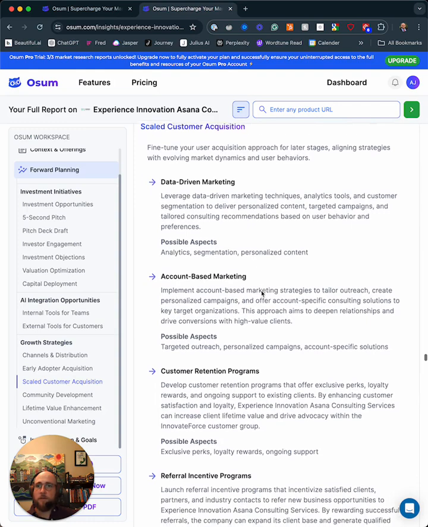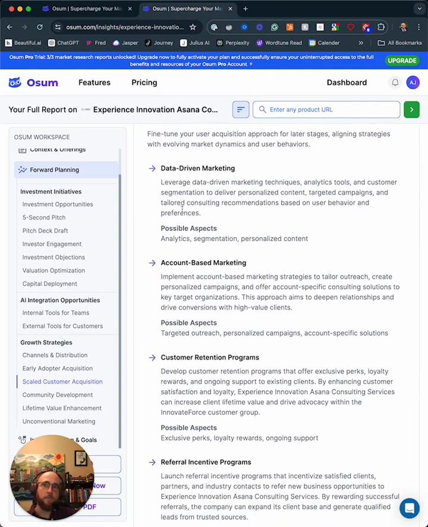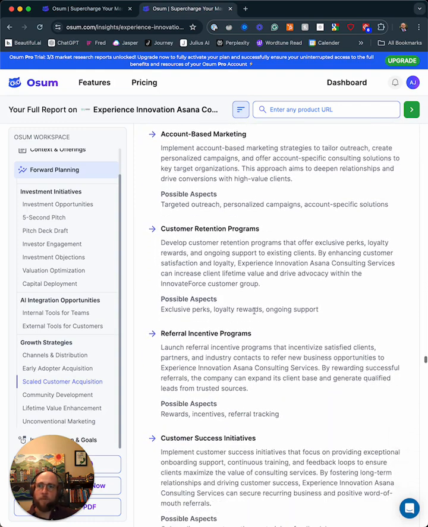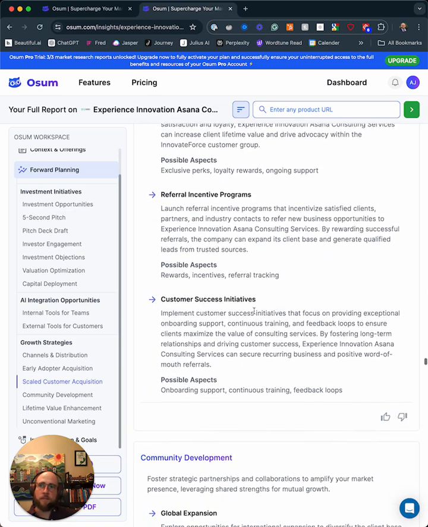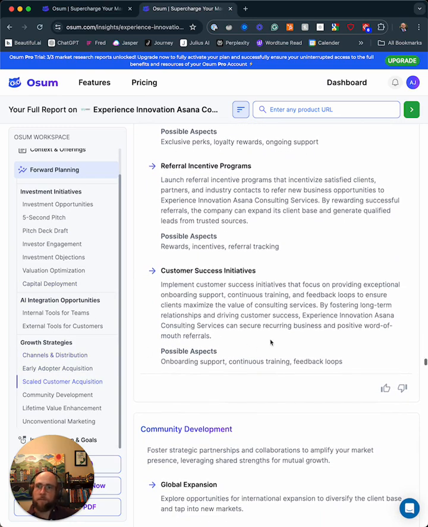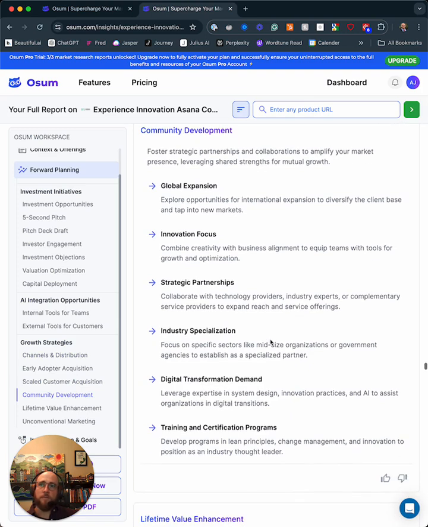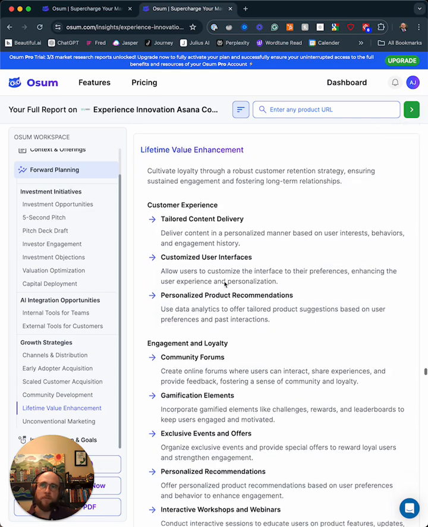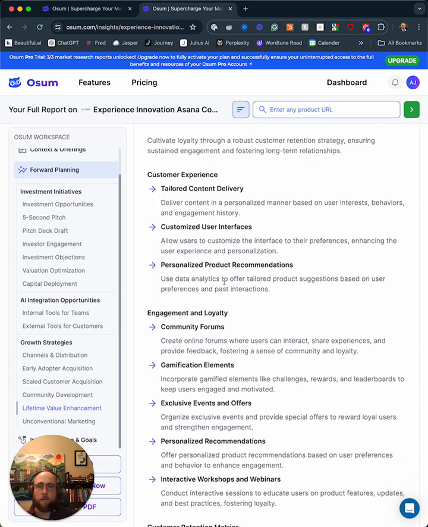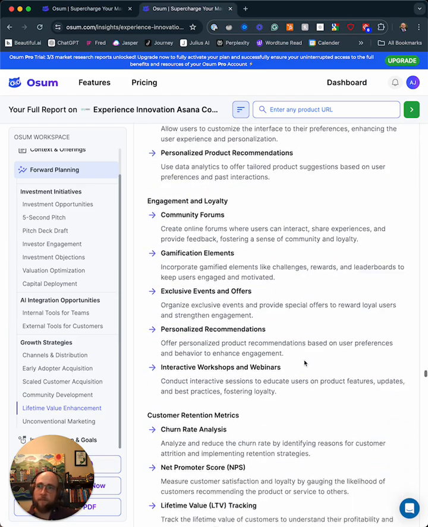Customer acquisition, starting to think about, and this is good, right? Data-driven marketing, account-based marketing, referral incentive programs, customer success initiatives. I like all of it. This actually I found to be much more valuable than the early adopter acquisition. Getting into community development, we look at all of these different aspects that might be interesting. I liked it. I thought this was interesting. I felt it was valuable. When we think about lifetime value enrichment and how we might build on the customer experience that we're currently offering, this I found quite interesting and quite valuable.